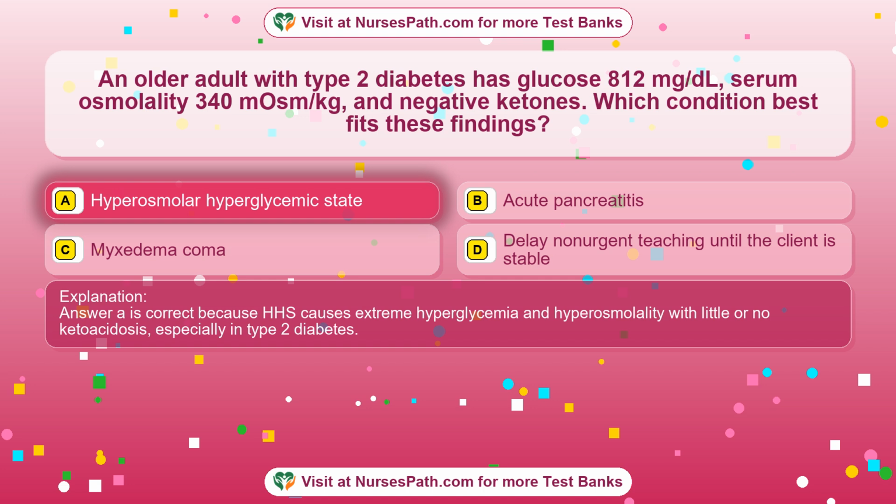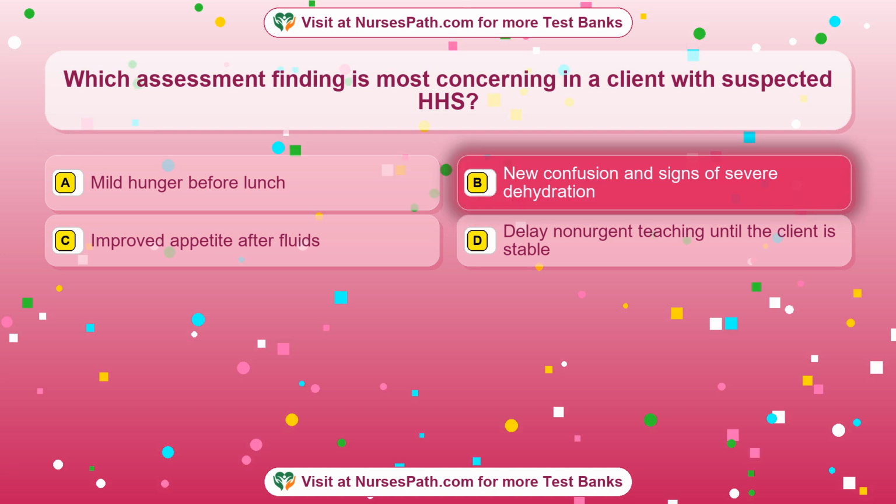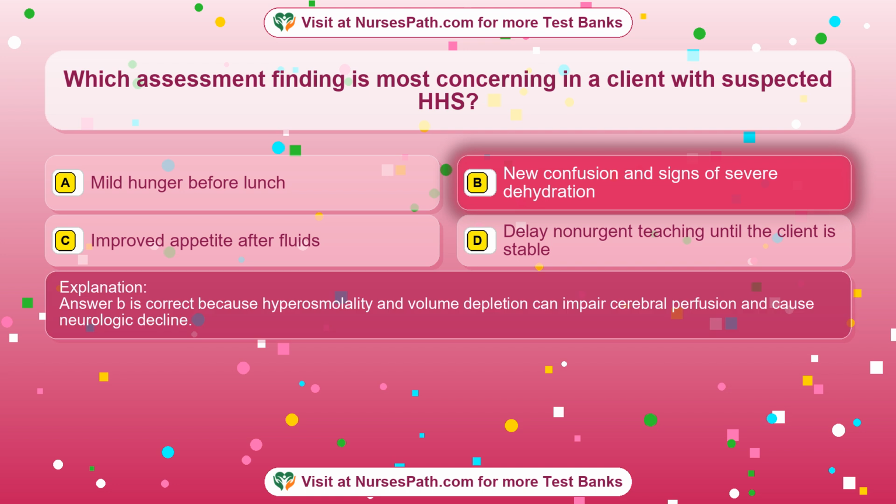Question 2. Which assessment finding is most concerning in a client with suspected HHS? Option A, mild hunger before lunch. Option B, new confusion and signs of severe dehydration. Option C, improved appetite after fluids. Option D, delay non-urgent teaching until the client is stable. The correct answer is option B, new confusion and signs of severe dehydration. Answer B is correct because hyperosmolality and volume depletion can impair cerebral perfusion and cause neurologic decline.